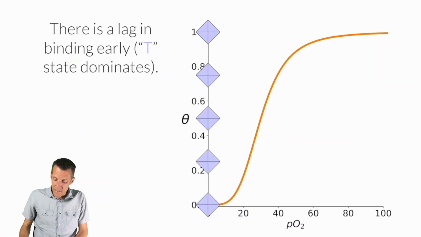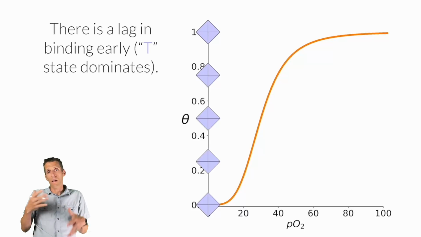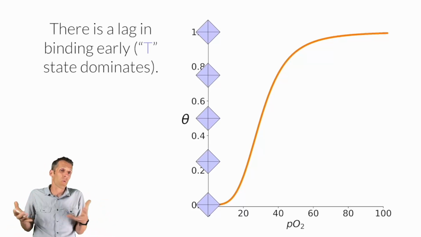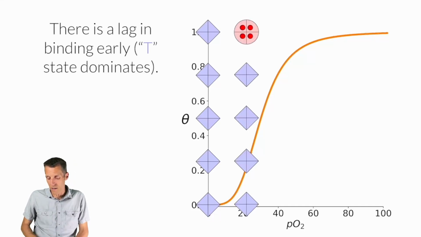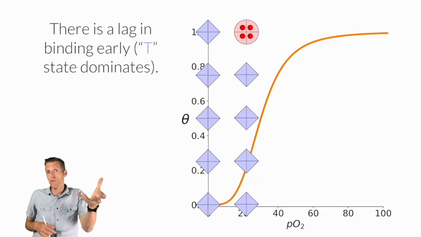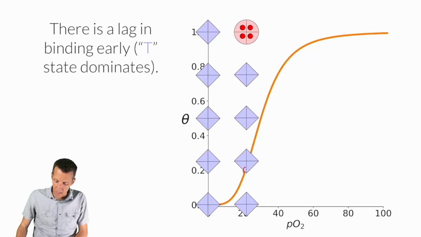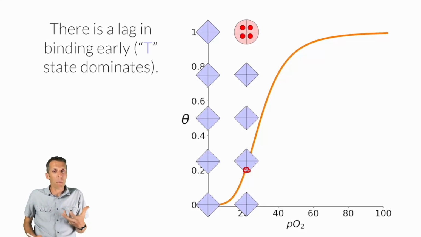And so that leads to this early lag in oxygen binding, because early on, the T state dominates, right? We're sort of waiting around for one of these R state forms to be populated. So we keep adding oxygen, nothing's binding. But then we happen to get to one of these bound states, and now the whole system loads up. So we got up to 20% bound right here, but still most of the system is in the T state.